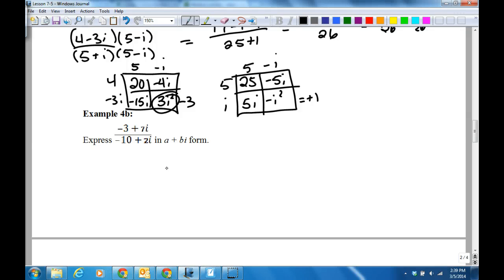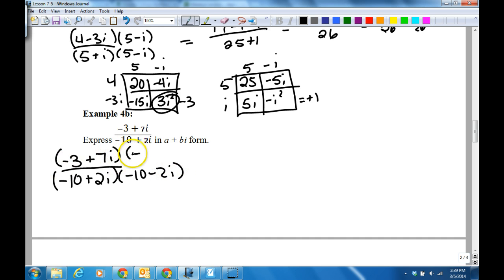We are going to do the same thing that we did in the last one here. We are going to multiply the bottom of this by its conjugate to get rid of the i's out of the denominator, okay? So 3 plus 7i on top and negative 10 plus 2i on the bottom. What's the conjugate of that? Negative 10 minus 2i. Yep, negative 10 minus 2i. Okay, so we got to multiply top and bottom by the same amount.